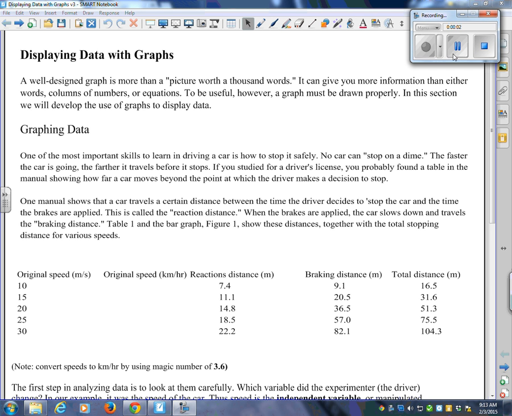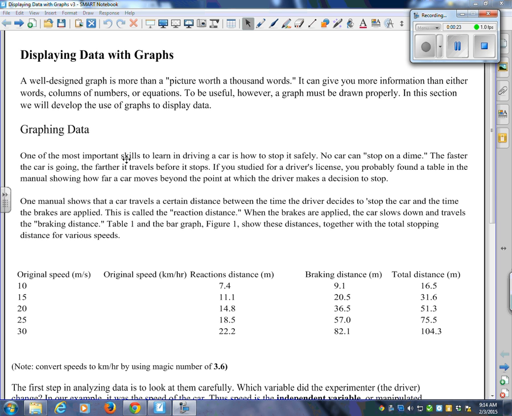Okay, so we will spend the day reviewing how graphs work. And I'm sure that for many of you, this will be pretty easy stuff. Hopefully. Okay, so a well-designed graph is more than a picture worth 1,000 words. It can give you more information than either words, columns of numbers, or equations. To be useful, however, the graph must be drawn properly. We're going to develop the use of graphs to display data.